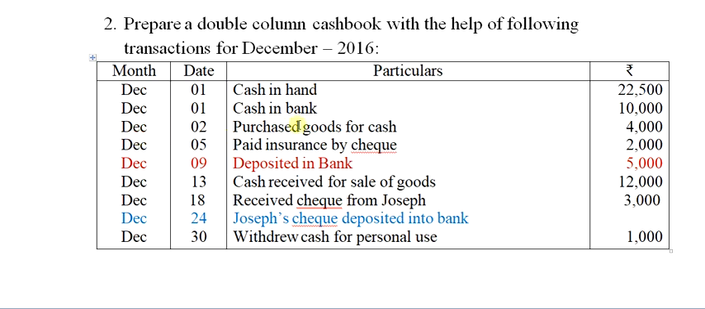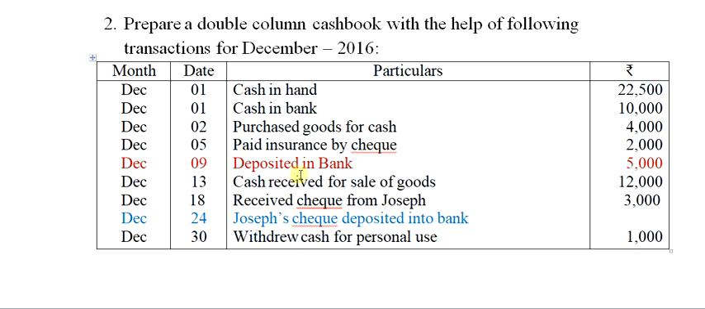So December 2nd purchased goods for cash. What balance reduces now? Cash balance reduces. So which side should it be taken? It should be taken under the credit side as by purchases. December 5th paid insurance by check 2,000. When we are paying the insurance, what happens? Automatically our bank balance reduces because we are paying through check. Our bank balance reduces, so it should be taken under the credit side.